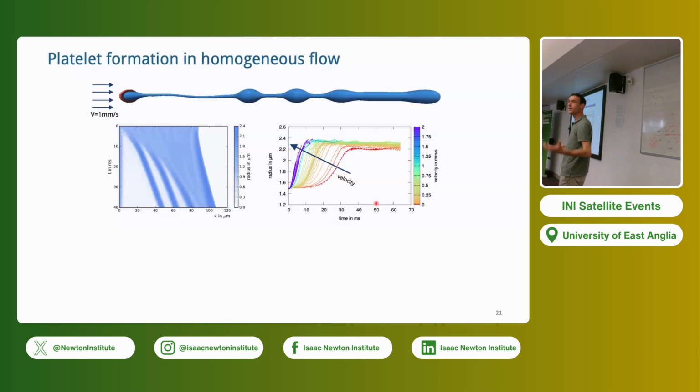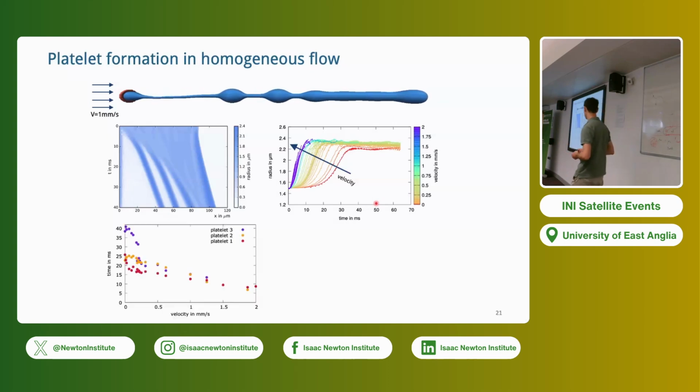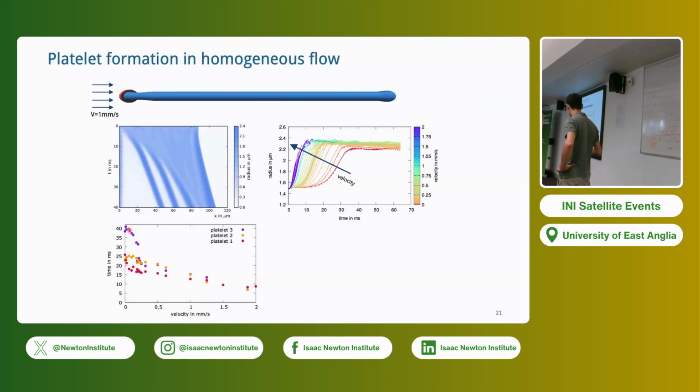So in fact, this Rayleigh plateau mechanism, these simulations, can also explain the accelerated breakup due to flow that is seen in the experiments. Here's for the different platelets, so the different bulges, so platelet 1, and here platelet 2, and then eventually platelet 3, the time as a function of the velocity, and you can see that it does go down. It doesn't go down by a factor of 20, so we don't fully explain this acceleration.